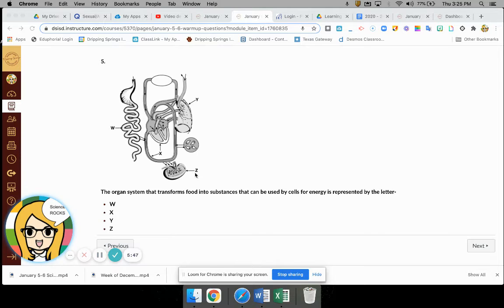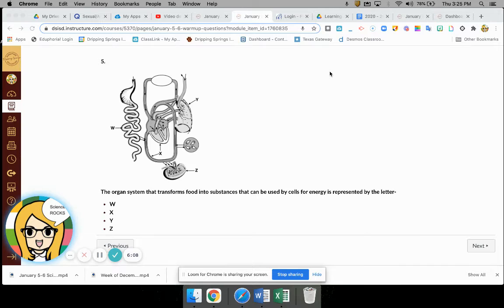And then Z, that's a kidney, so that would be the excretory system. And W, that is the stomach and small intestine. So that is the digestive system. So the organ system that transforms food into substances that the body can use is system W.